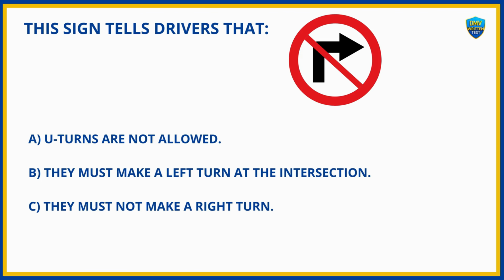This sign tells drivers that: A. U-turns are not allowed. B. They must make a left turn at the intersection. C. They must not make a right turn. And the answer is C. They must not make a right turn.